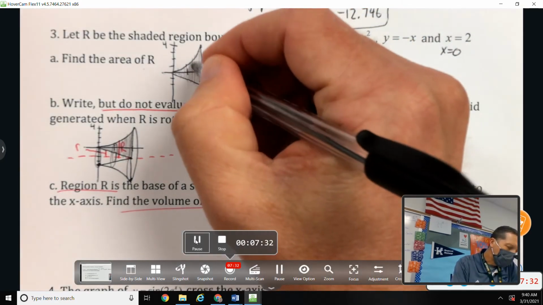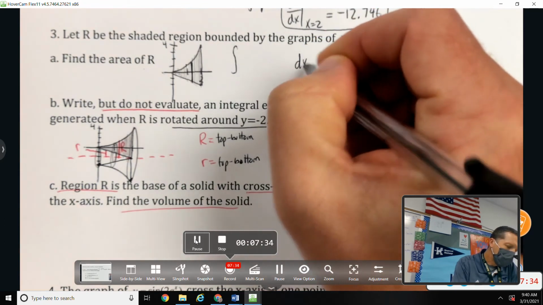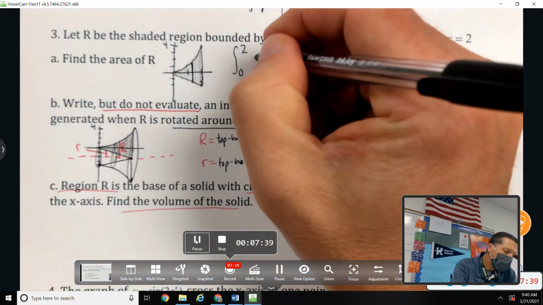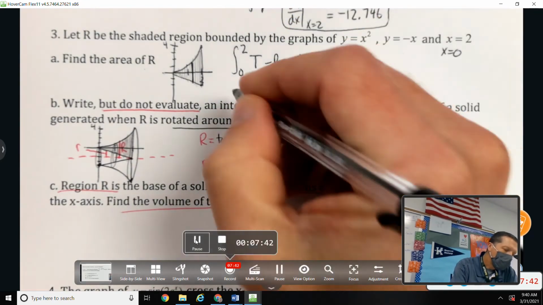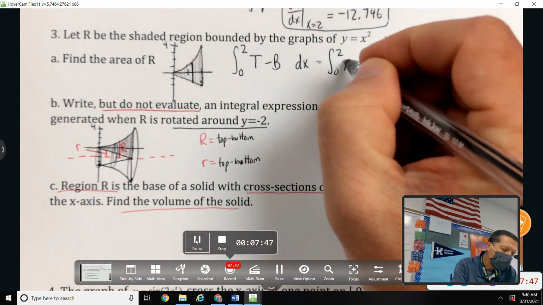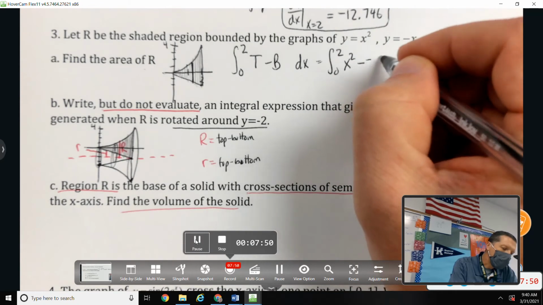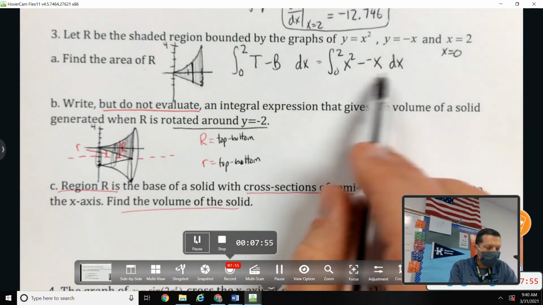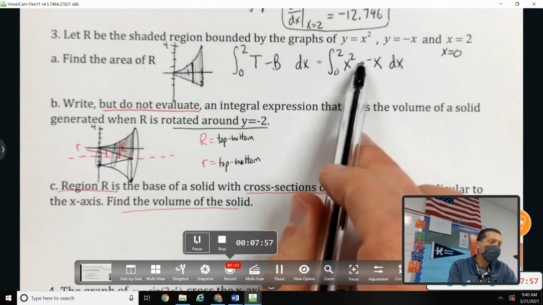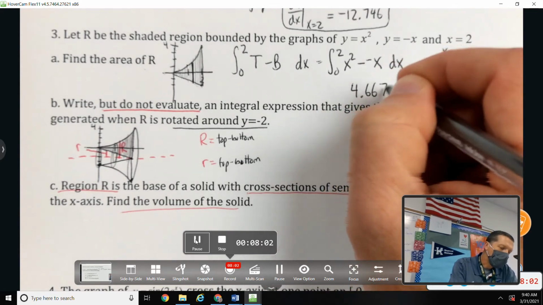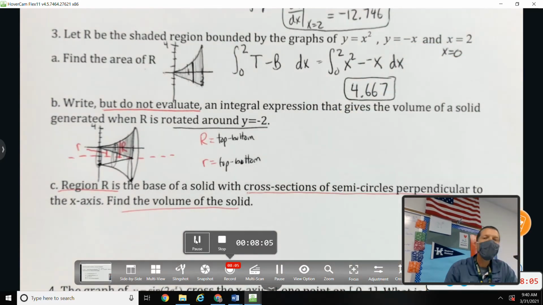let's see, we're slicing dx slices. So we'll go from 0 to 2 of top minus bottom. So 0 to 2. The top one is x squared minus the bottom one, negative x, dx. Some people type it in the calculator like that. Other people do the algebra on their own and make it x squared plus x. But whatever you do, you end up with 4.667. So that one was pretty straightforward, I think.